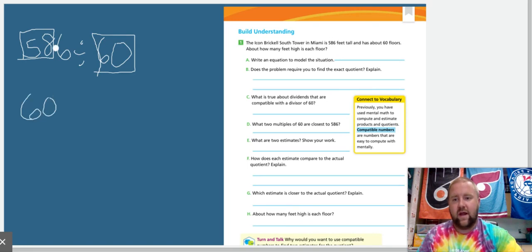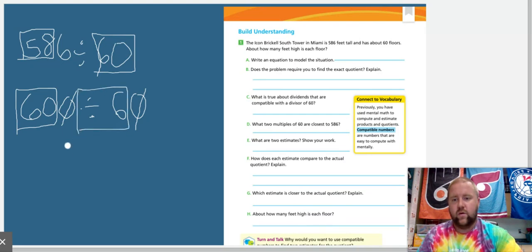And when you estimate, everything after it becomes a 0. So now I have 600 divided by 60 again. Okay, so now, again, common zeros can be crossed out. And then I have 60 divided by 6 again, which is going to give me 10.